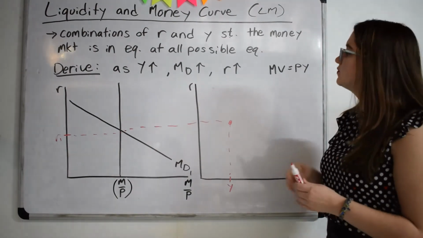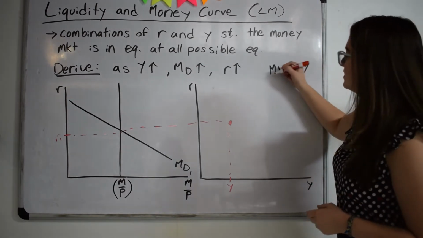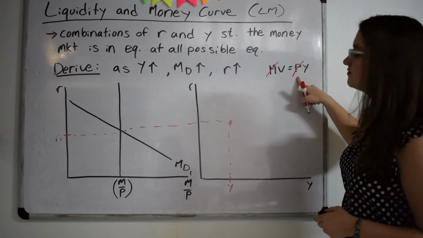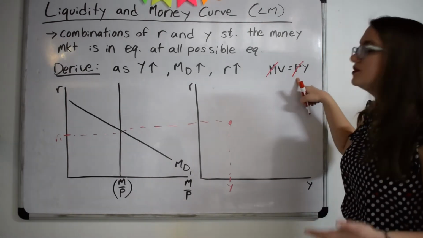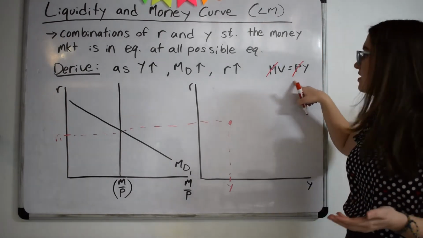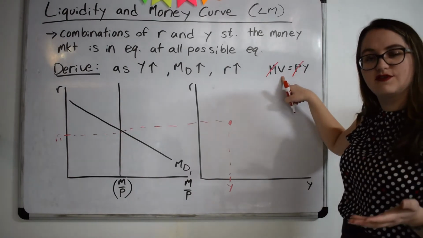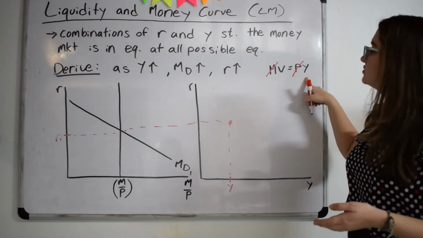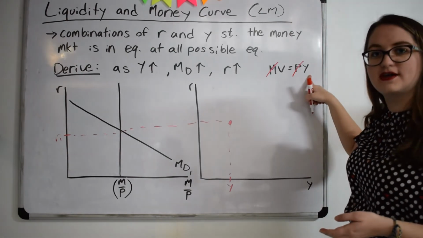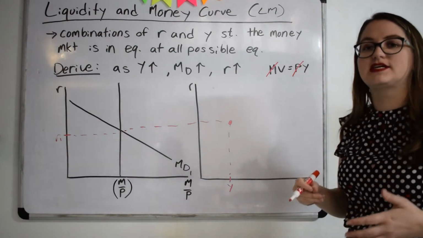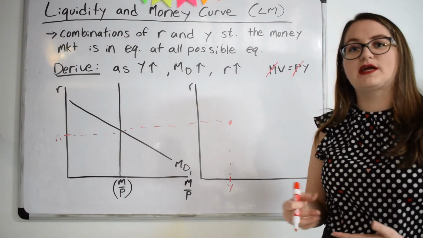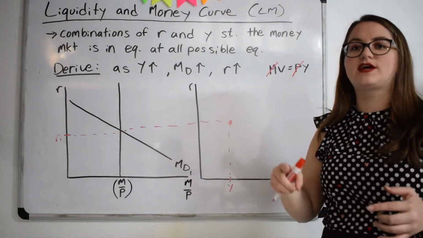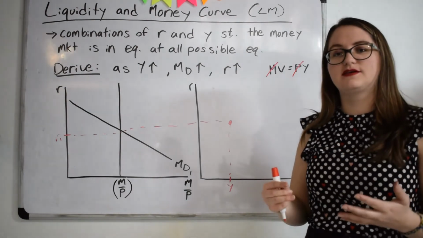Okay, when we increase our income, people are going to be demanding more of their money. And since we're going to be holding constant M and P from the quantity theory of money, the only things we could change are the V for velocity or the Y for output. So as we increase output, we're going to be increasing the velocity of the money, or how fast it circulates through the economy, which creates an increase in the money demand.